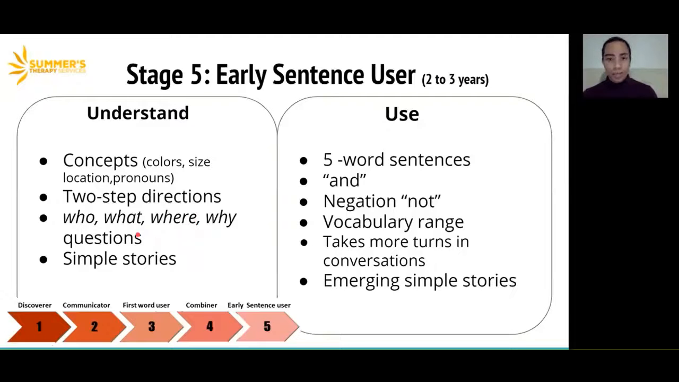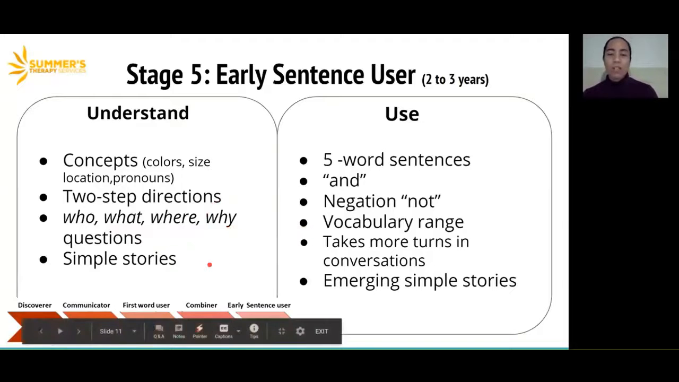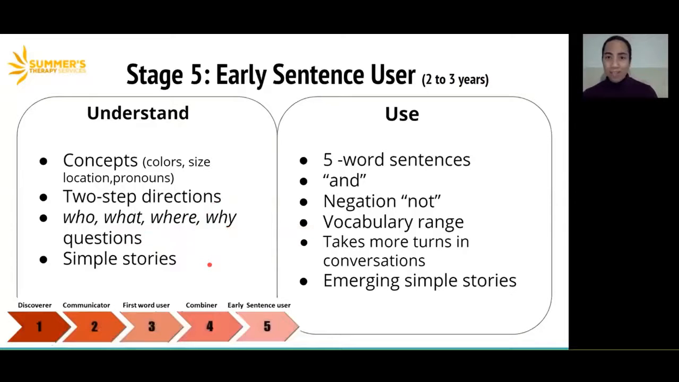And questions are expanding as well, not just the who, what, or where questions. They're starting to understand a little bit more abstract things like why. Why is this happening? Why the baby fall down? Why no more milk? They are also starting to enjoy simple stories at this stage because they are able to add on more concepts together. And you see how it adds on.